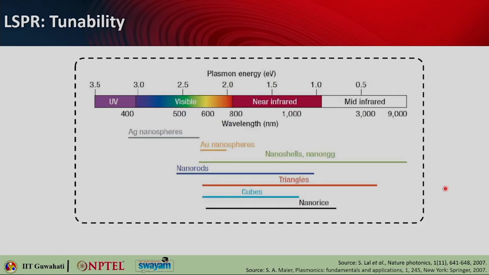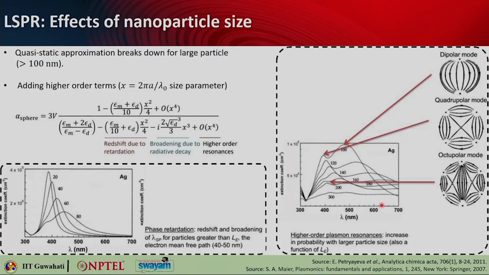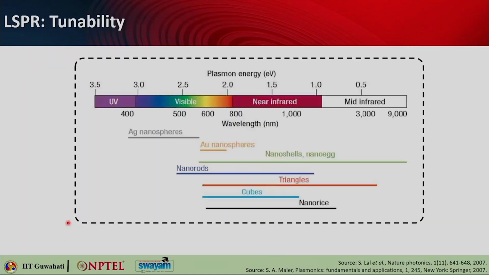So, with that you understood that it is possible to have different plasmon resonances with a single particle sphere, or single material sphere like a gold nanosphere or silver nanosphere, but the resonance strength weakens and it also becomes too broad. So, that is not a very strong resonance.